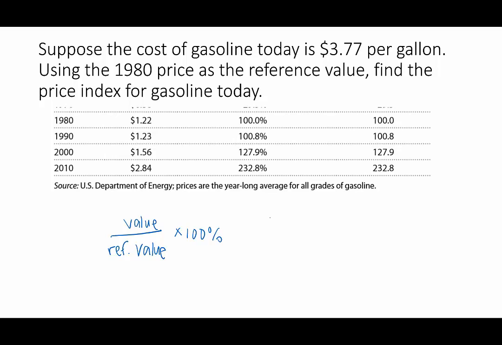So the value we're talking about here is $3.77 per gallon. In 1980, it was $1.22 per gallon. And when I do this math and I multiply by 100, I get approximately 309.0%. So that means that the cost of gasoline is 309% of what it was in 1980. It's about 3 times more than what it was in 1980.